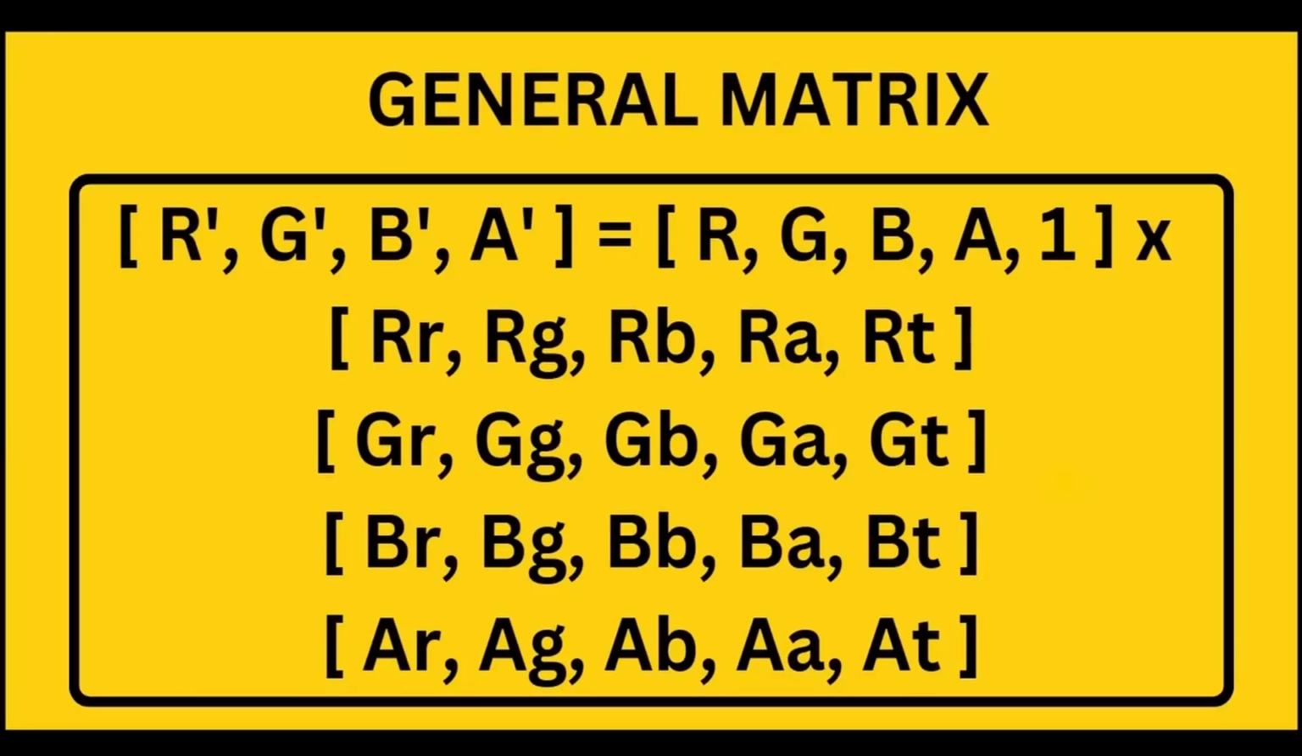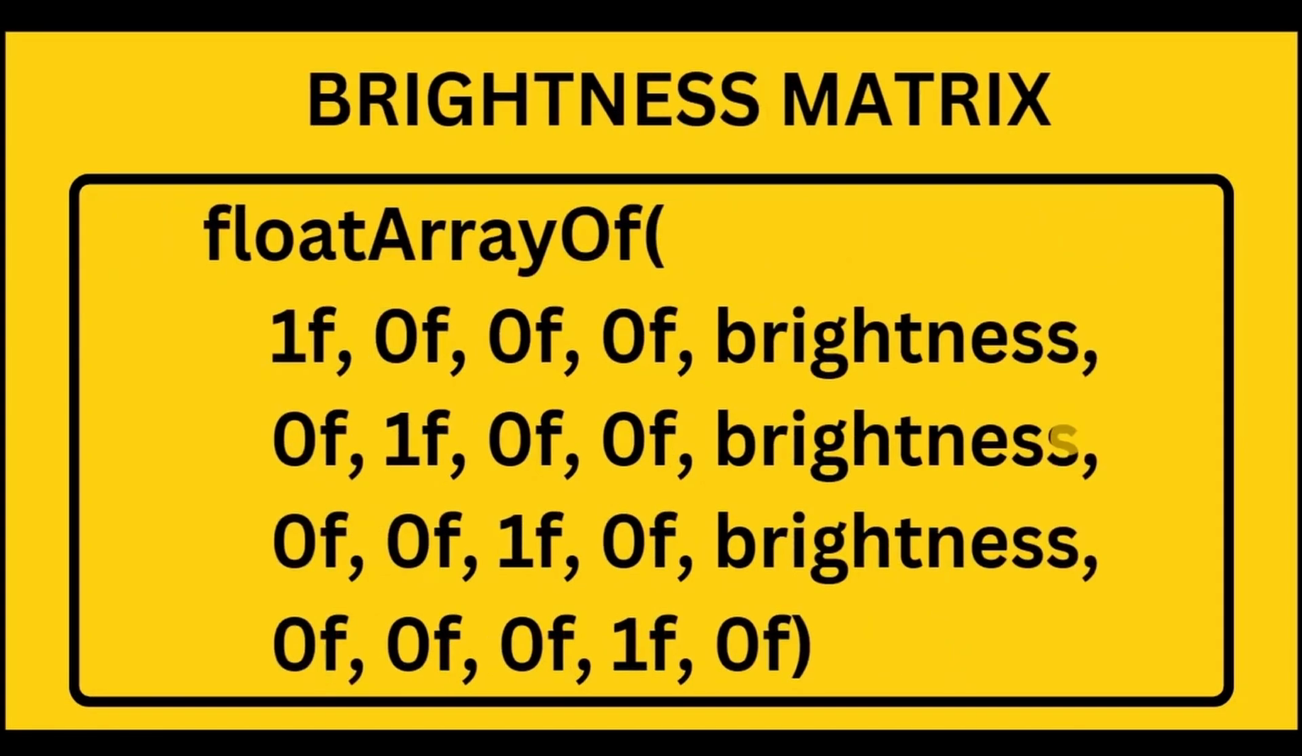A color matrix is a 4x5 matrix that transforms color in an image. Each pixel's RGBA, red, green, blue, alpha, values are multiplied by this matrix to calculate the output color. Alpha is nothing but the opacity. This is what a general matrix structure looks like, and this is what our matrix looks like.